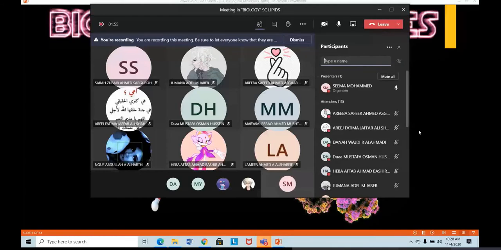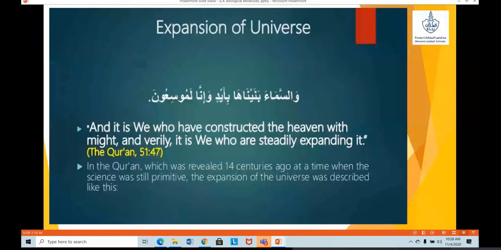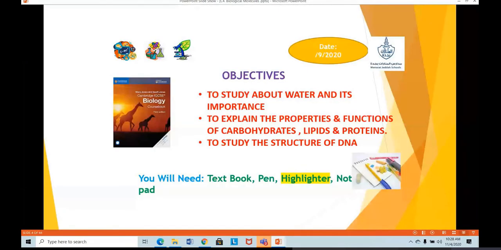Let me quickly recap the contents we covered yesterday before we start the test. We shall also do the test today to check the presence of lipids in food. So the biological molecules, we'll start with Bismillah ar-Rahman ar-Rahim and Rabbi Zidni Ilma. The objectives today are to study the tests which are done in order to check the presence of lipids or fats in foods.